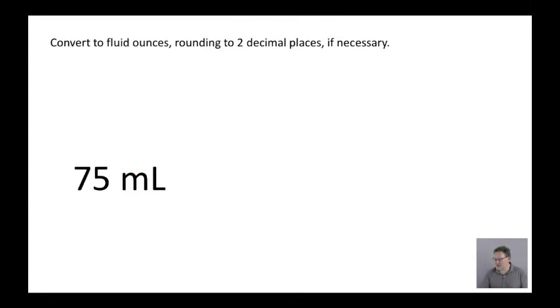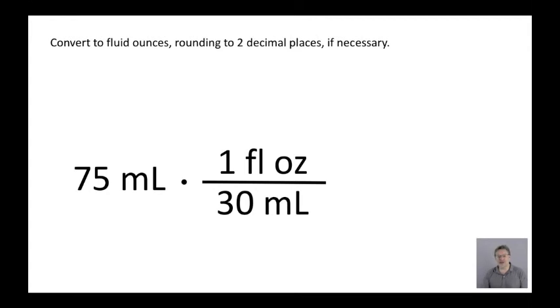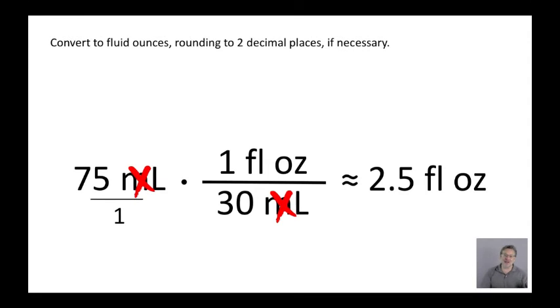Let's also convert 75 milliliters to fluid ounces, again rounding to 2 decimal places if necessary. Here, the appropriate conversion fraction is 1 fluid ounce on top, 30 milliliters on bottom. Milliliters are going to cancel. And the result here is actually 2.5 fluid ounces. Now, I could have stuck an extra 0 at the end there, but it's not really necessary to round to the nearest hundredth. The answer, when you take 75 and divide by 30, is 2.5. And so there's not really a need for us to go out to that extra decimal place. So rounding to 2 decimal places, if necessary, this time it's not necessary.